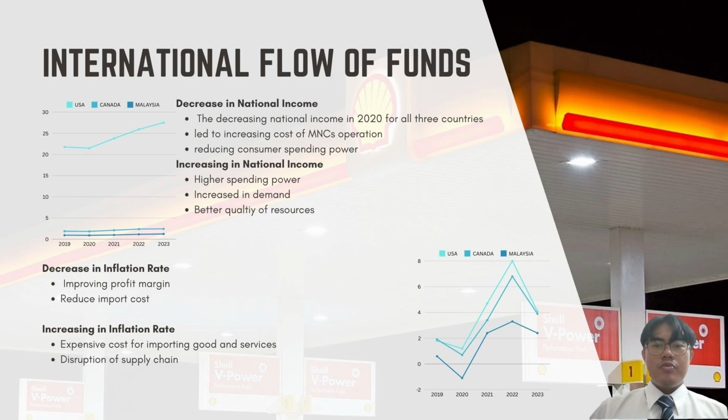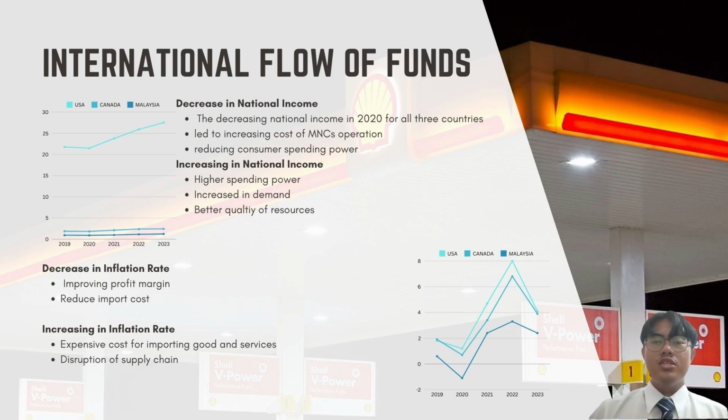The Shell MNCs' operation may be affected by a few factors such as the national income of the partner country, the inflation rate, and the exchange rate of a country. The first point is national income. Let's take a look at the chart. This chart displays the level of national income of a few Shell MNC countries, including USA, Canada, and Malaysia, from 2019 until 2023. As we can see, in 2019 these three countries' national income slightly dropped from the previous year. This is because of unforeseen events that happened, such as COVID-19.